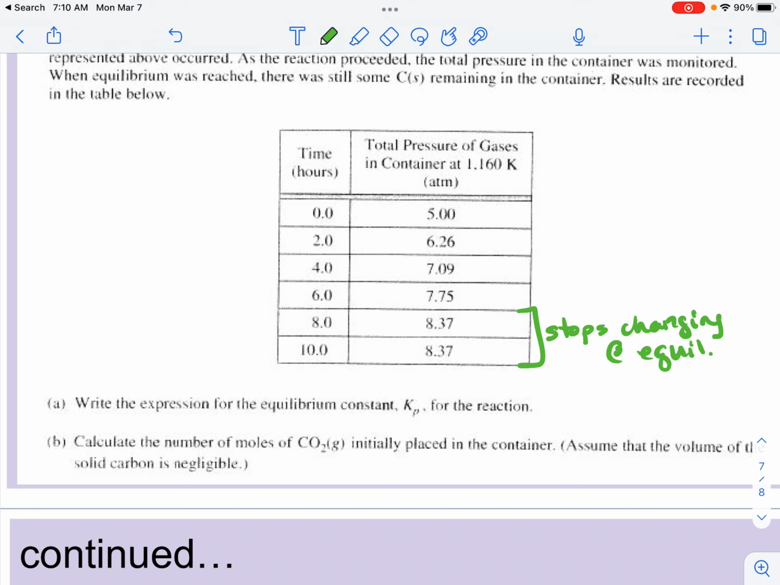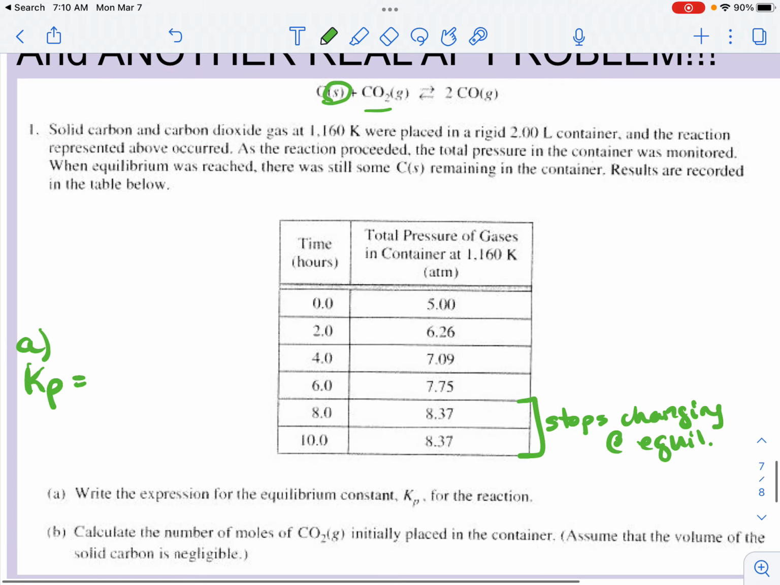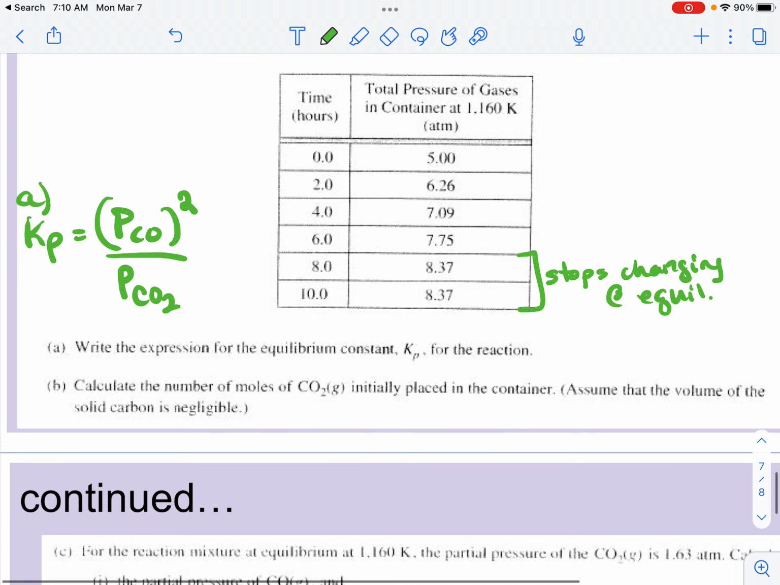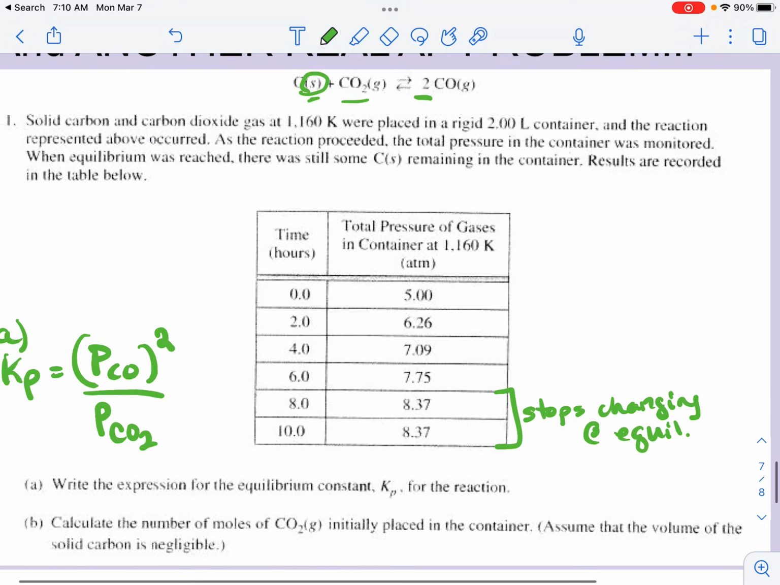So they want the Kp for this reaction, so I'm going to go ahead and write this here. Kp equals the pressure now, remember to use partial pressures, of CO, this is my product, squared because of the coefficient of 2, over the pressure of CO2. Notice that this is a solid carbon, so leave it out of your equilibrium expression. That's really important. Okay. The next thing they want is the moles of CO2 initially placed in the container.